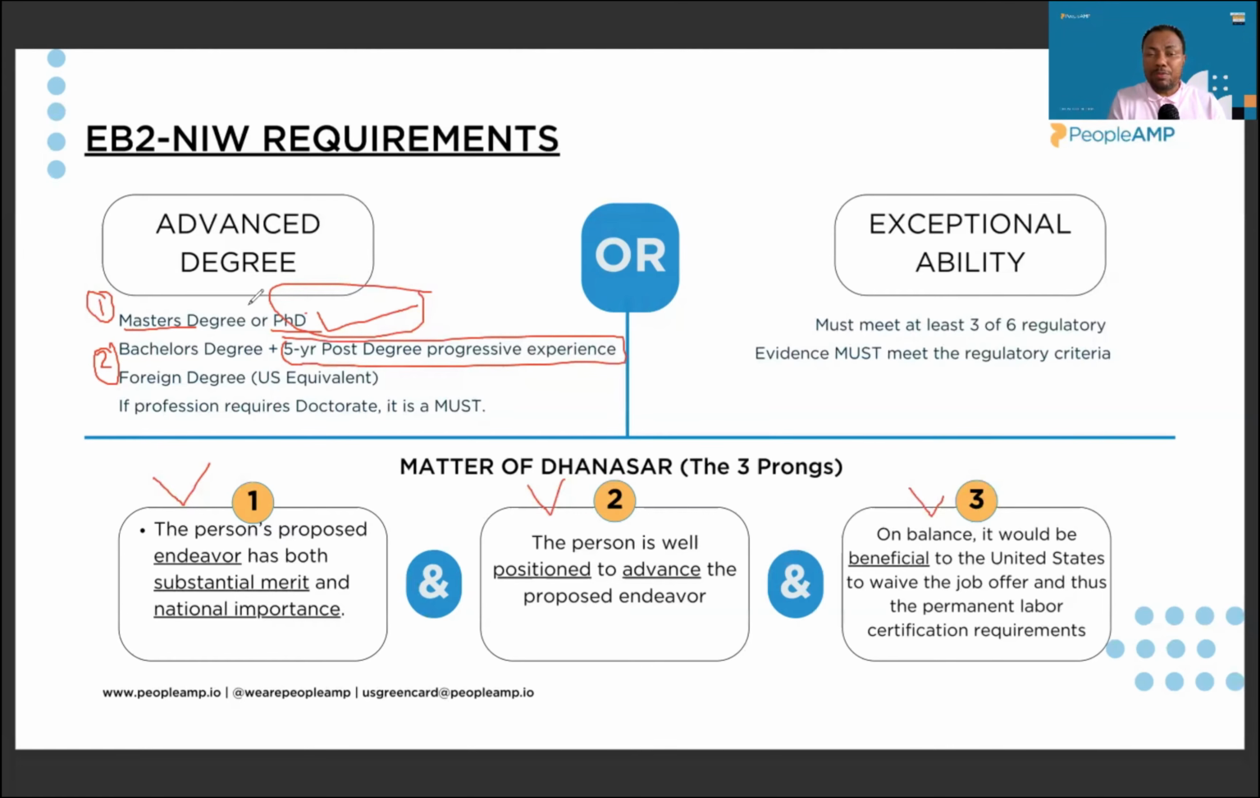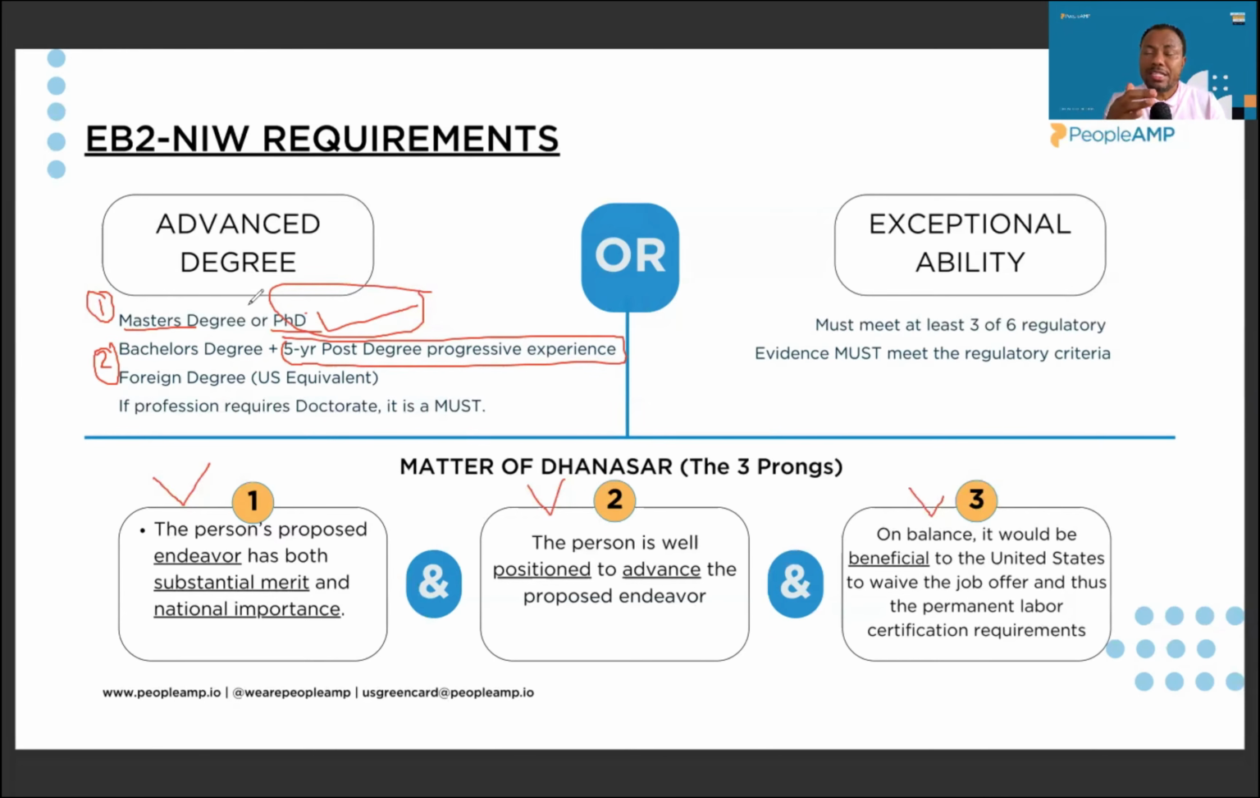If this person, for example, finished university with a bachelor's degree in 2015, now by 2024, this person has spent 9 years of post-degree experience. So this person just needs to get a letter from an employer that states that this person has worked for this number of years. Now, this person will just need to add this letter to the bachelor's degree, and this person meets the requirement.